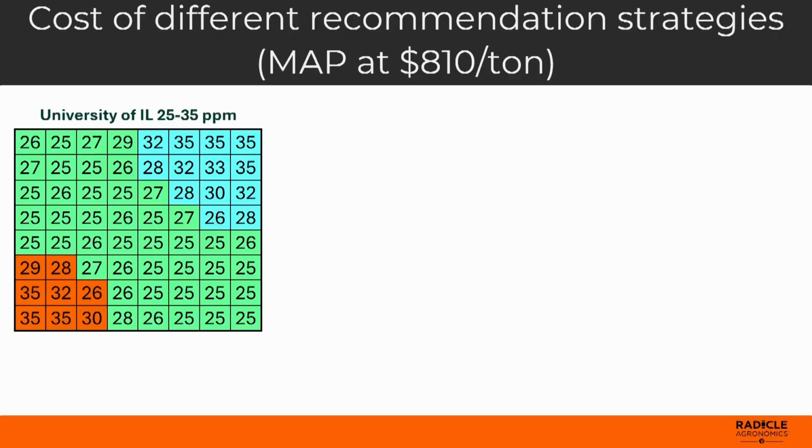I don't have any soil tests more than 35 parts per million. I don't have any soil tests less than 25 parts per million. But I do have soil tests between those two values. So that's going to cost me $15 per acre, or $2,400 for this field.